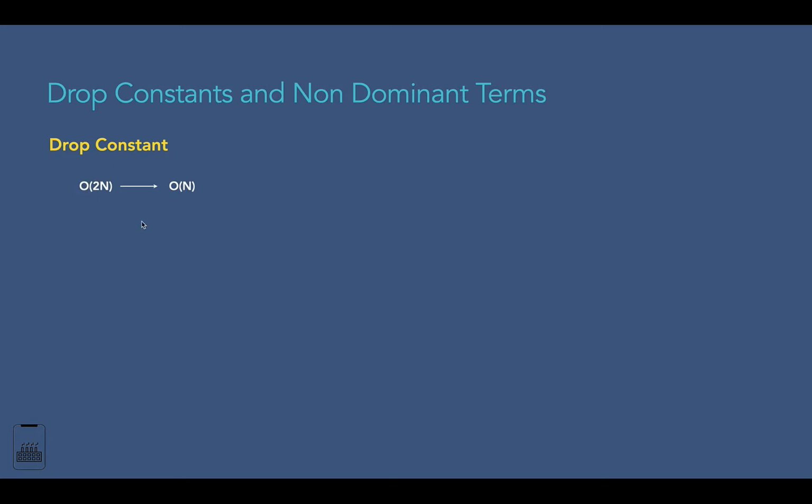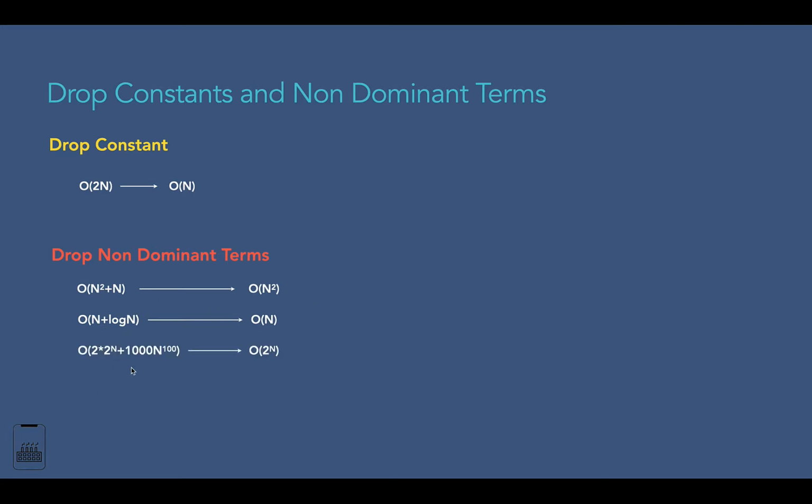Now when we are dropping non-dominant terms, for example, O(n squared) plus O(n) can be written as O(n squared), because in this case O(n squared) takes much more time than O(n), so that's why we are removing the non-dominant term. In this case, the non-dominant term is O(n). For example, for this one we know that O(log n) performs better than O(n), so that's why we can remove it from here. We can write it O(n). Now if we have some complex expression like this, we can write it as O(2 to the power of n), because this is the biggest value in this expression.